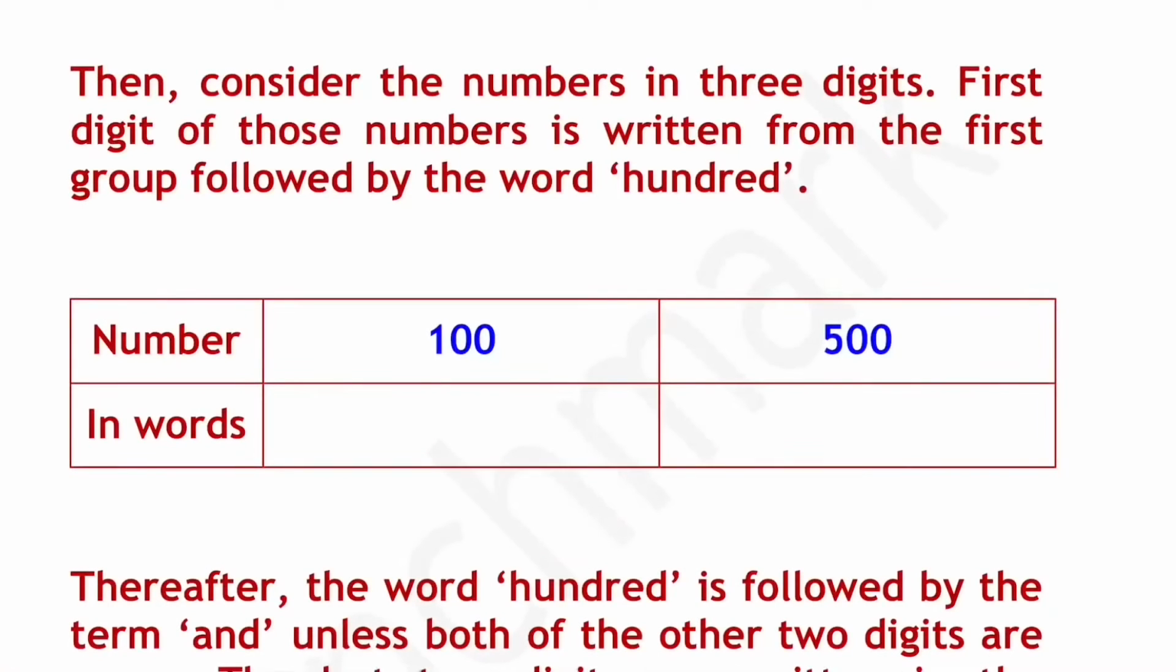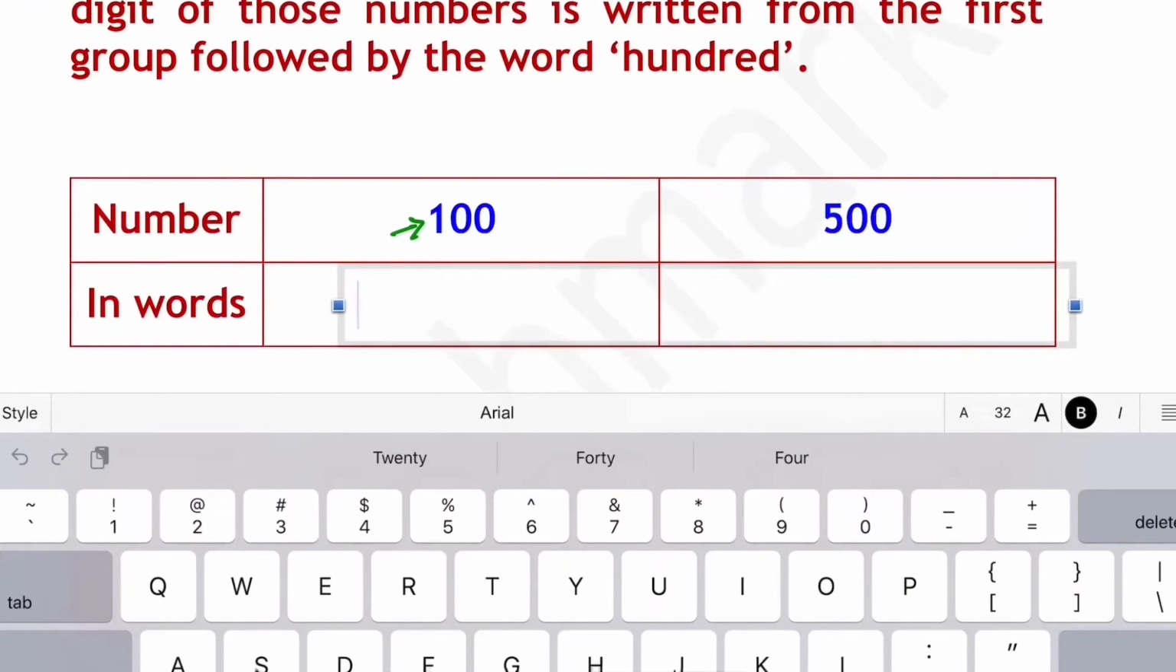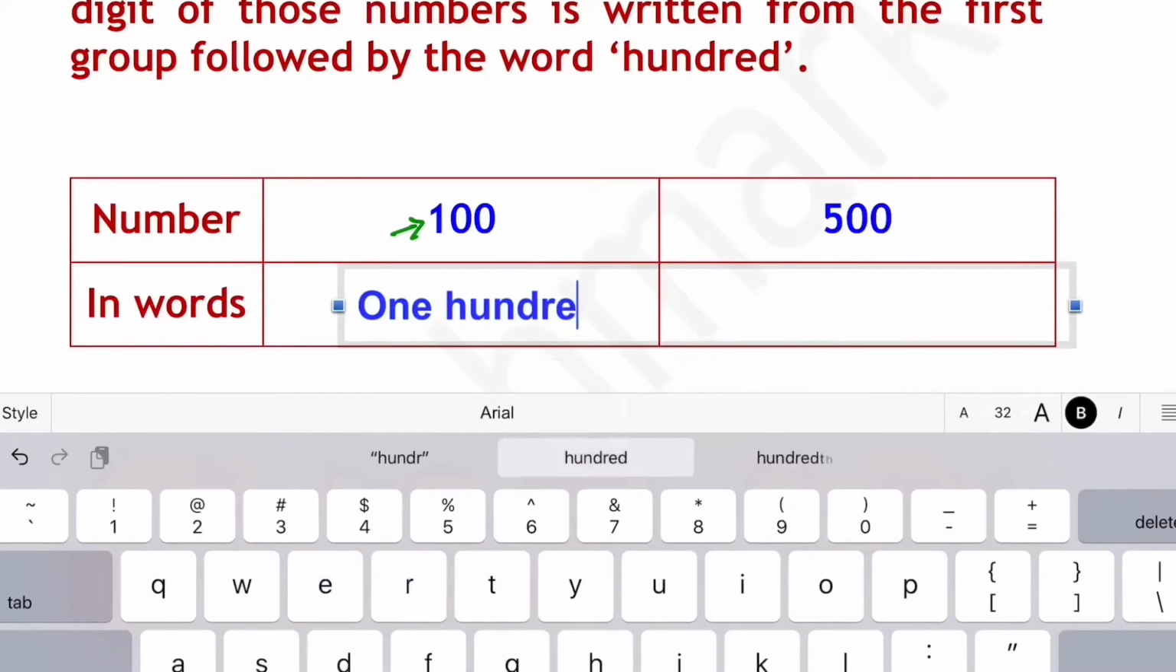Here we get a new word, 100. In reading any number in 3 digits, we read the first digit from the first group followed by the term 100. Okay, take this number. It is a 3-digit number, so we read the first digit from the first group. So it is simply 1. Get it? In order to indicate that it is a 3-digit number, we use the word 100. So that is the additional word we are using here.